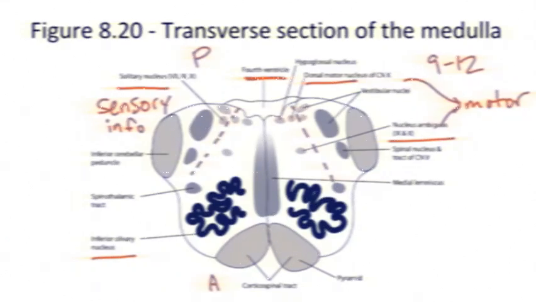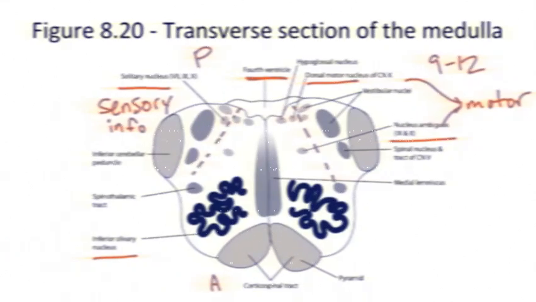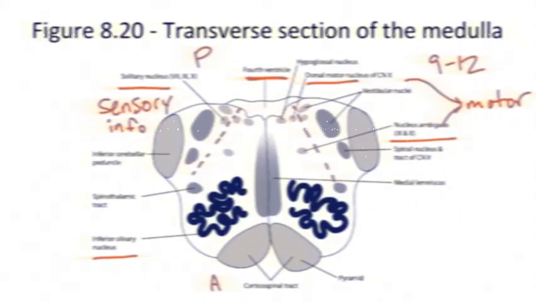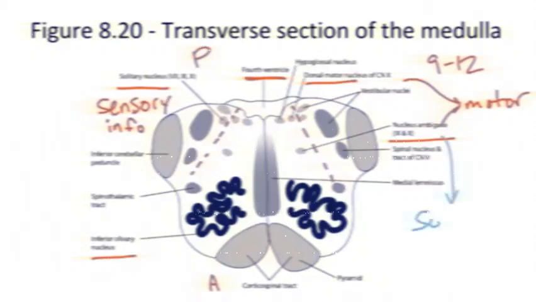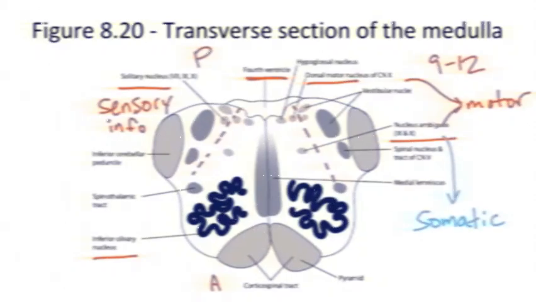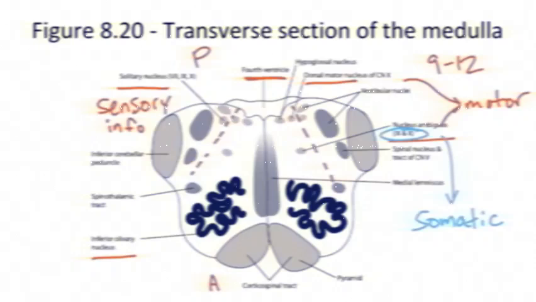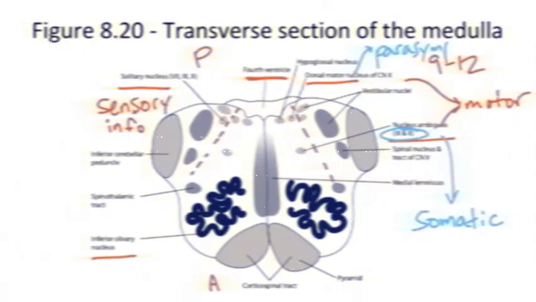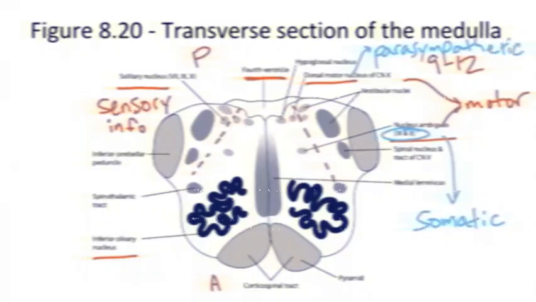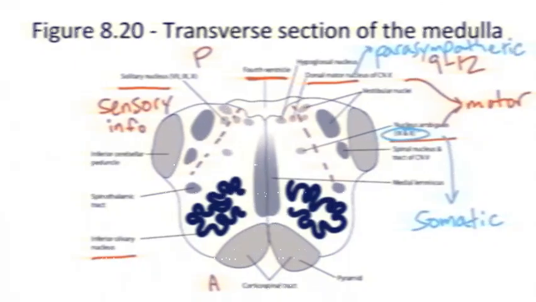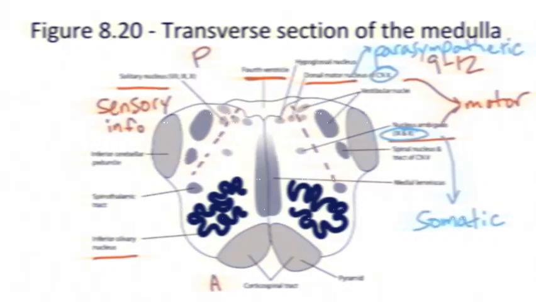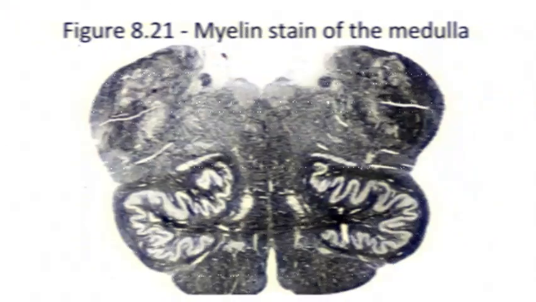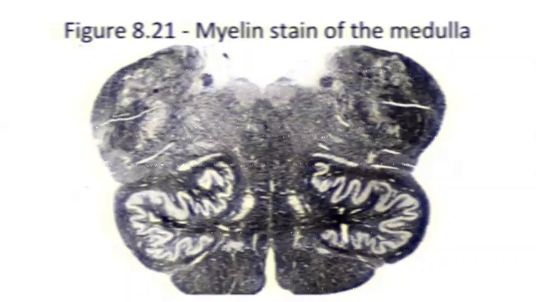For step 1, you need to know that the nucleus ambiguus is a large nucleus that spans much of the brainstem, and the dorsal motor nucleus is found in the medulla. The nucleus ambiguus contains somatic motor information, and this is for cranial nerves 9 and 10. You also need to know that the dorsal motor nucleus contains parasympathetic motor information. And this is specific for cranial nerve 10, and it sends parasympathetic motor information to the heart, lungs, and upper GI tract. For your reference, this is a myelin stain of an actual microscopic cross-section of the medulla.